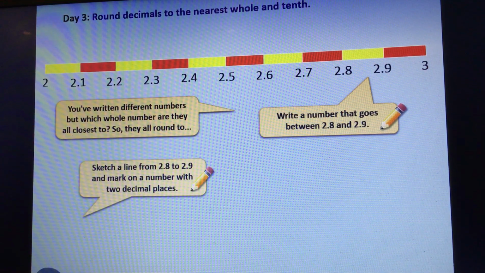All right. So let's sketch a line now from 2.8 to 2.9. I'll give you time to do that. You can pause it if you wish. 2.8 on one side, 2.9 on the other side, and you've got to mark on a number with 2 decimal places. Have a go.